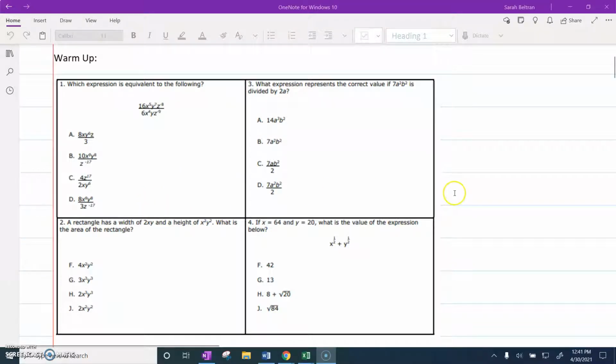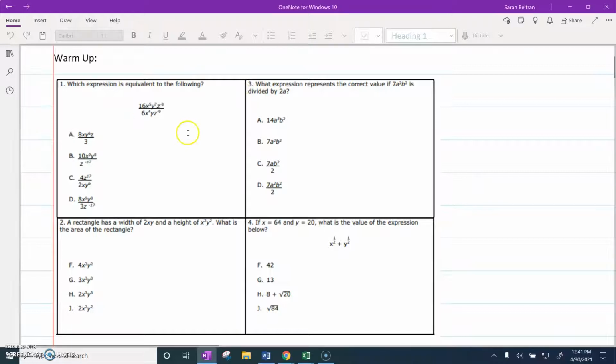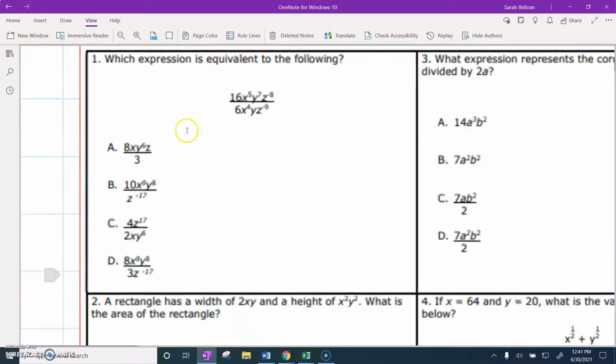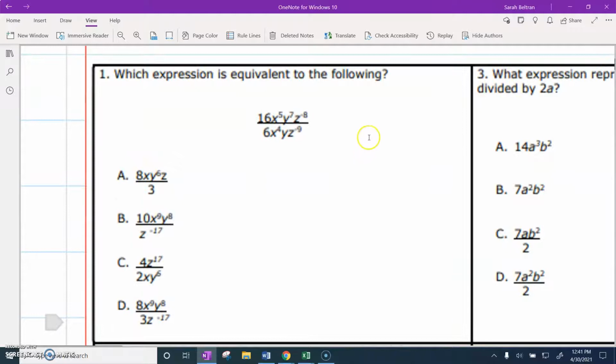Everybody, here is your warm-up. If you wouldn't mind, go ahead and take a look at number 1. I'm going to go ahead and zoom in for you so you can see it better. All right, answer this question right now.